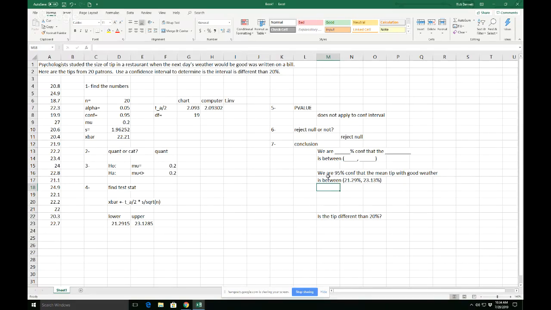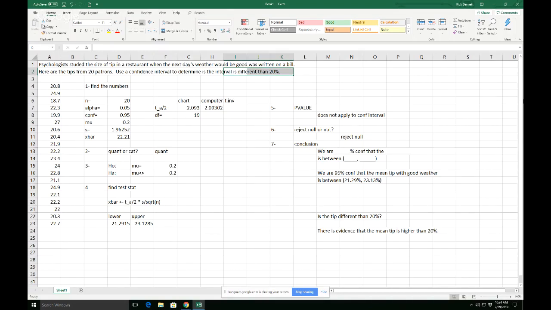Tina's over there swearing. All right. So now, okay. So that's good. Is the tip different than 20%? There is evidence that... Don't just tell me it's different. Is it higher or lower? It's higher than 20%. The mean tip is higher than 20%. Okay? Even though it just said different here, nobody wants to know if it's different. They want to know if it's higher or lower.